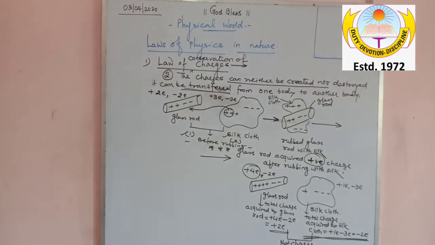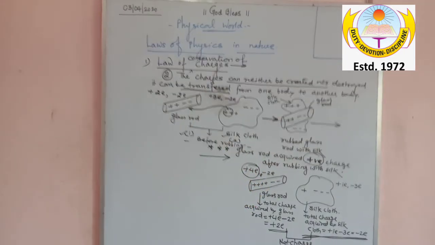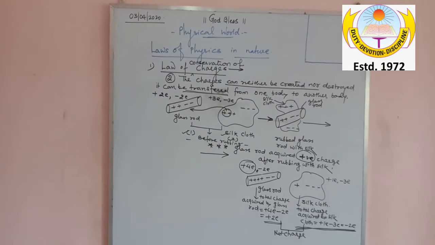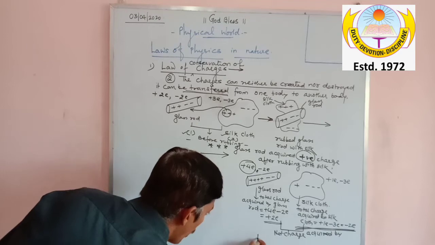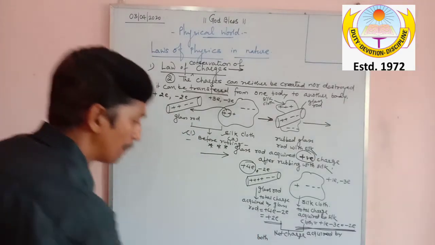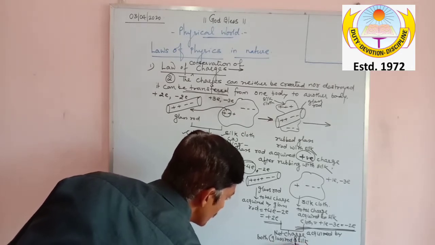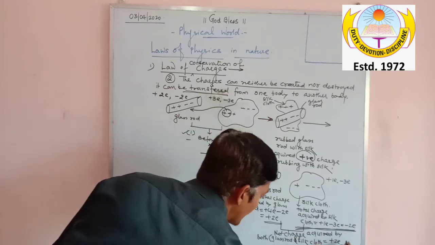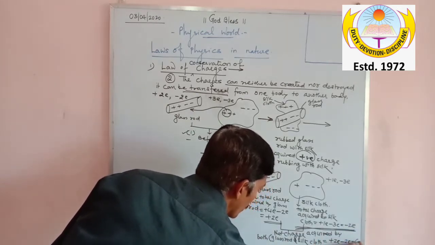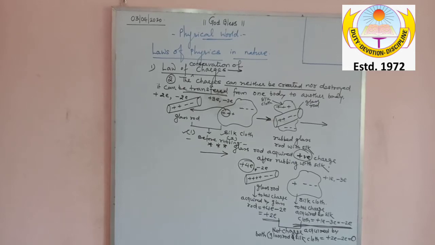So here the net charge, I am writing that net charge acquired by both. By both means whom? Glass rod and silk cloth. Is equal to plus 2E, that is of the glass rod, and minus 2E of the silk cloth. So the answer is 0. So the net charge acquired by both, that is glass rod and silk, is 0.